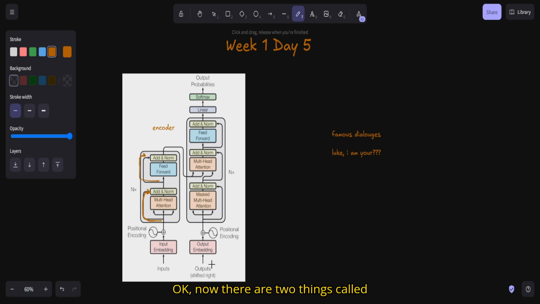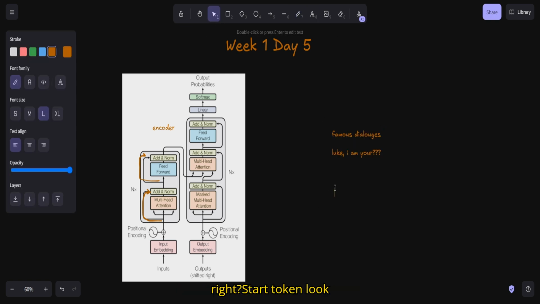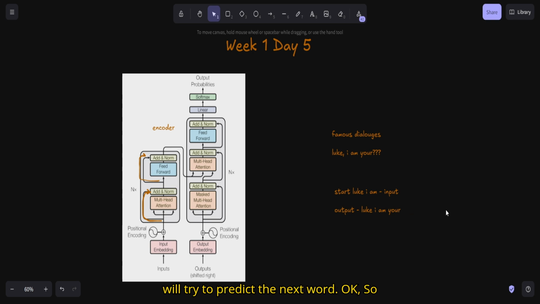Now my outputs. There are two things called training and inference. During training, you shift the outputs a bit. It should be written like this: start token, Luke, I am. This is your input. My output should be shifted to the right, so my output will be "Luke, I am your." So I shifted it by one, and it will try to predict the next word.